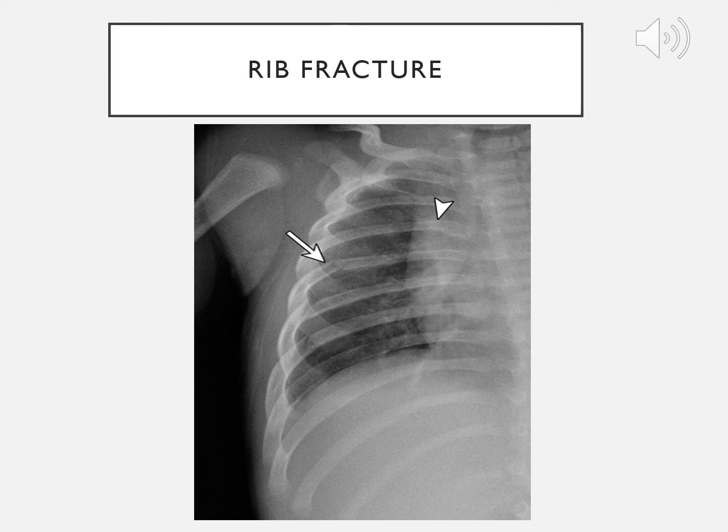So I would say this is a posterior left fifth rib fracture with mild displacement, sixth with moderate displacement, and seventh non-displaced, no evidence of pneumothorax.